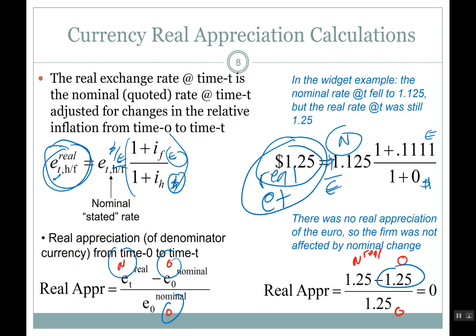Another way of stating this without doing math in some cases is if the exchange rate simply goes up due to inflation as the PPP model predicts, there never will be a real change in the exchange rate.